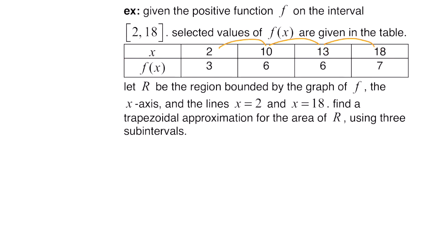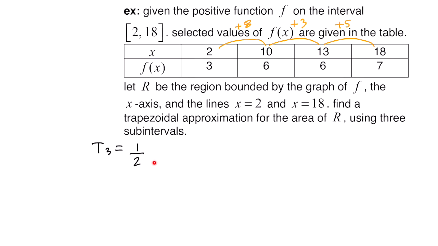So what I want to emphasize is going from 2 to 10, that's an increase of 8. Going from 10 to 13, that's going to be an increase of 3. And going from 13 to 18, that's going to be a plus 5. So what's important to note is that our change in x is different for each one of these intervals. So that means when we're setting up our trapezoidal sum of 3 subintervals, we're going to set up each one individually. We can't factor out that change in x because the change in x varies.